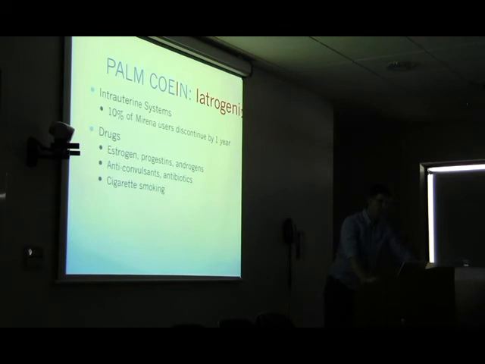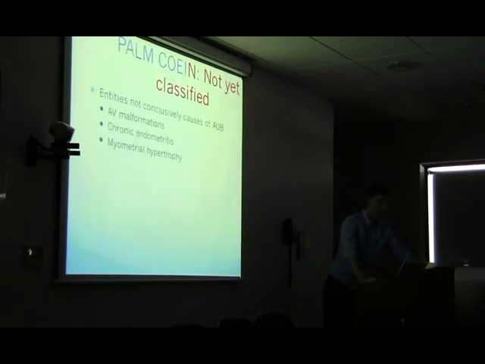So I in the system is the iatrogenic, which is things that we will do to patients, such as use of the Mirena, exogenous gonadal steroid use, but other medications such as anticonvulsants, antibiotics, and even cigarette smoking have been shown to cause abnormal or irregular bleeding. N is not yet classified, so these are entities that are currently poorly understood and not conclusively thought to be causes of abnormal uterine bleeding. These would be things like arteriovenous malformations, chronic endometritis, and myometrial hypertrophy.